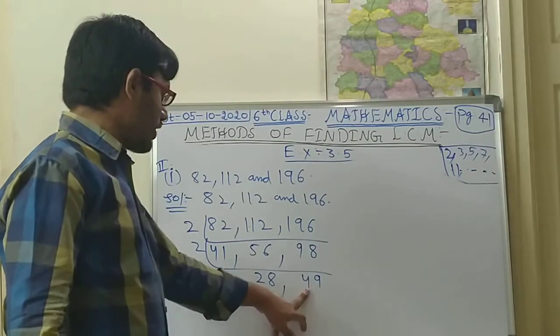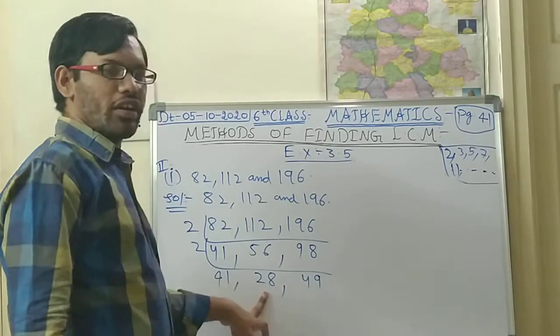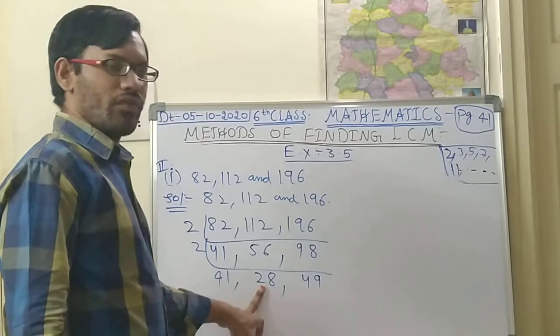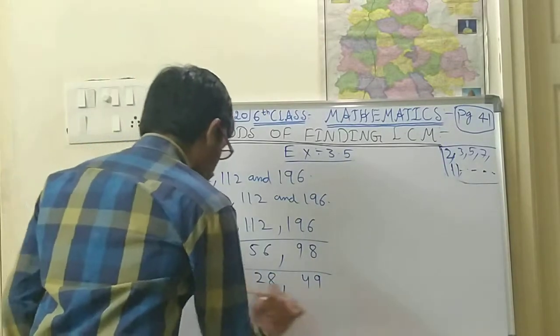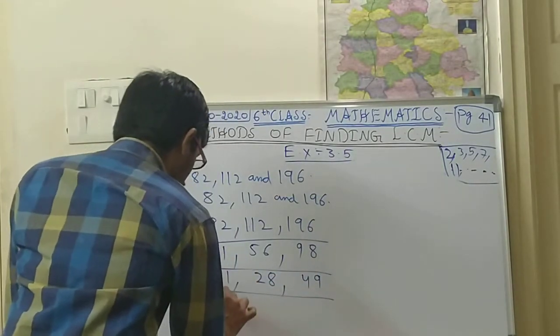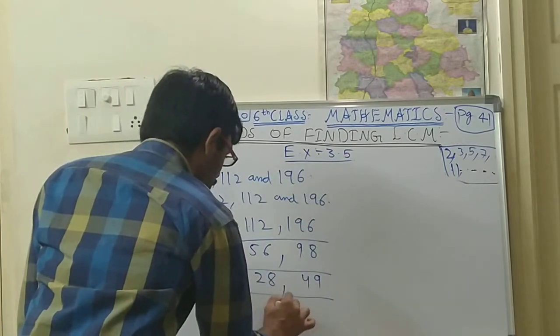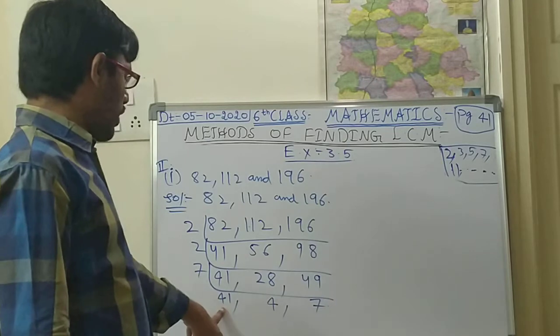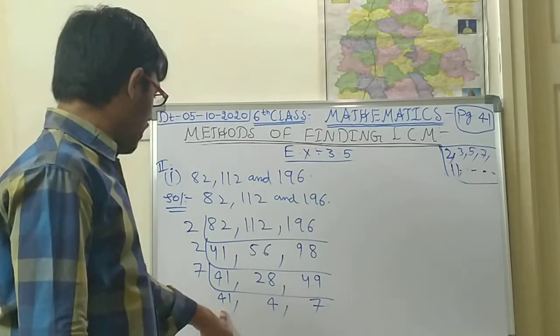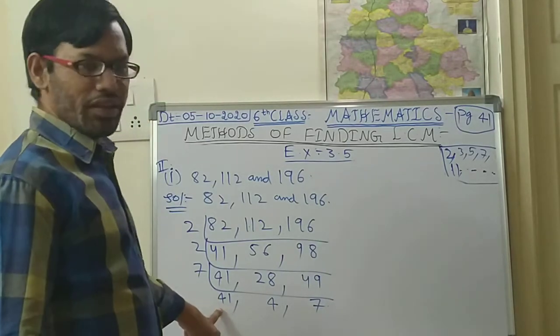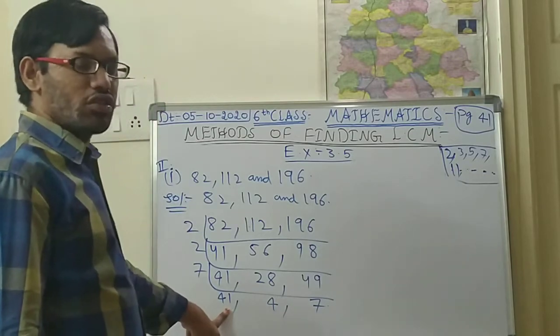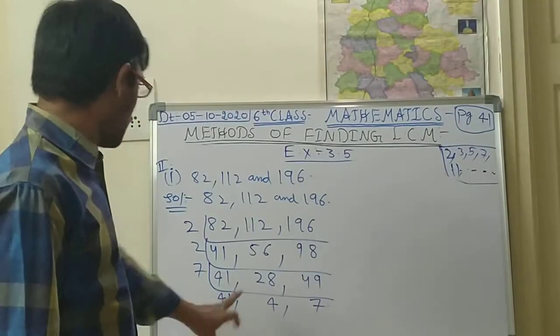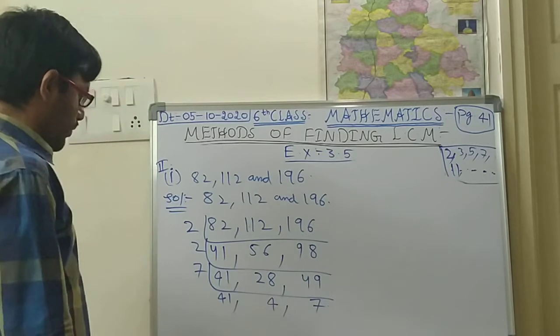Okay. So 49 is divisible by 7. 28 is also divisible by 7. Is it right? 7 4s 28, 7 7s 49. So here again take the 7 table. So 41. Next 7 4s 28, 7 7s 49. Next 41. Is 41 a prime number, children, or not? If 41 is a prime number, then you should leave that number like that only. So here this is a step. Next, still any?